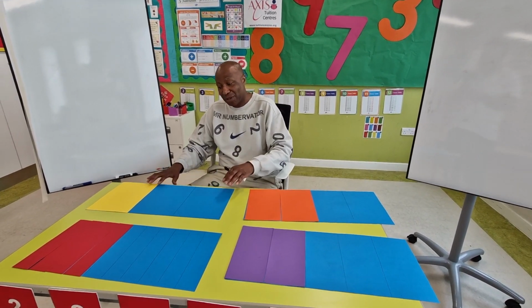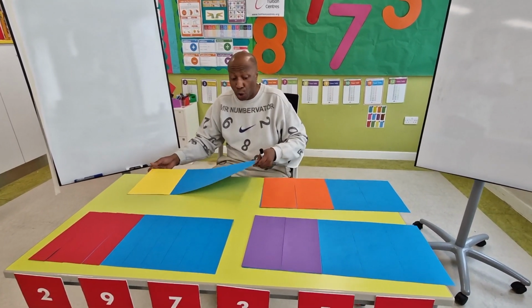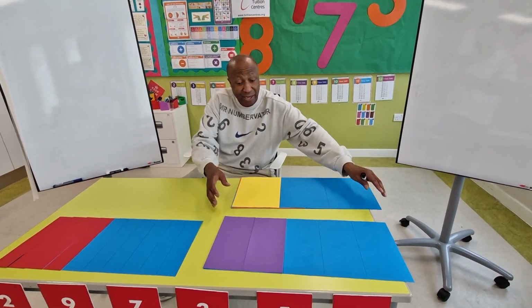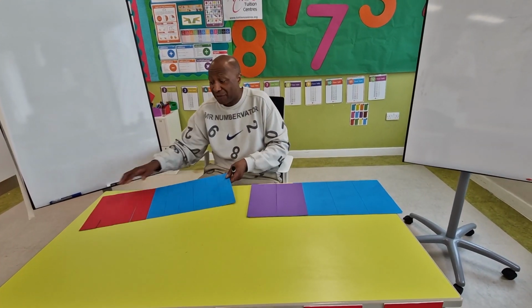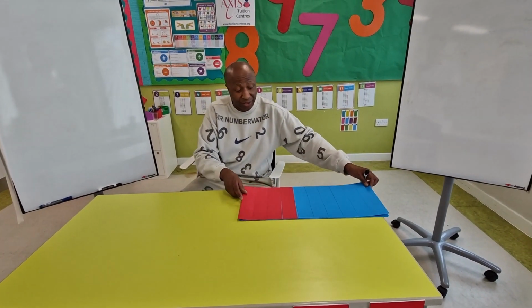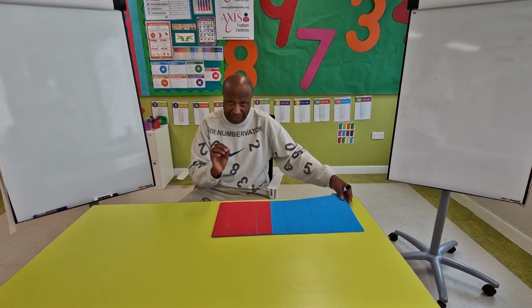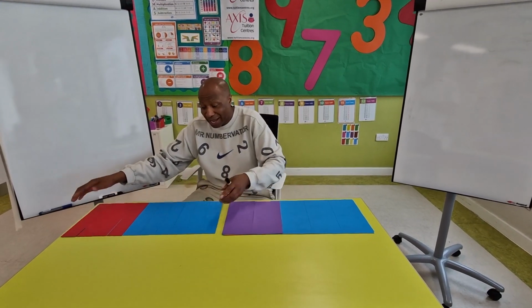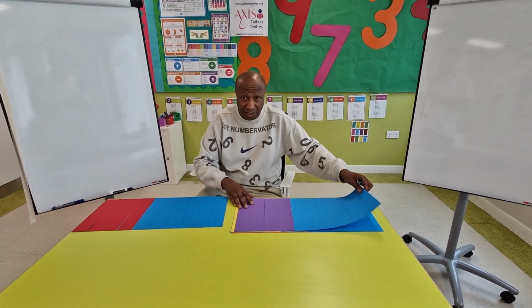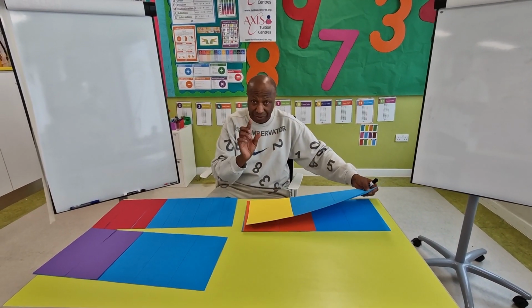On the table, I have got 4 rectangles and they are all exactly the same size. I want to prove to you that they are all exactly the same size because this is an important part of learning about fractions. So these rectangles, they are all exactly the same size. They are all exactly the same length.